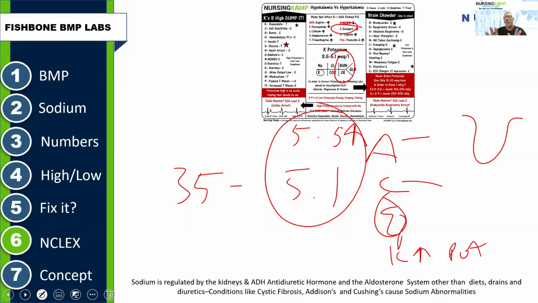And out of all of them, those are the main ones that you need to know, because as we move on, we're going to go to chloride and CO2. Now those play more into practice, not so much into NCLEX. So let's move on to the concept and bring it all together.